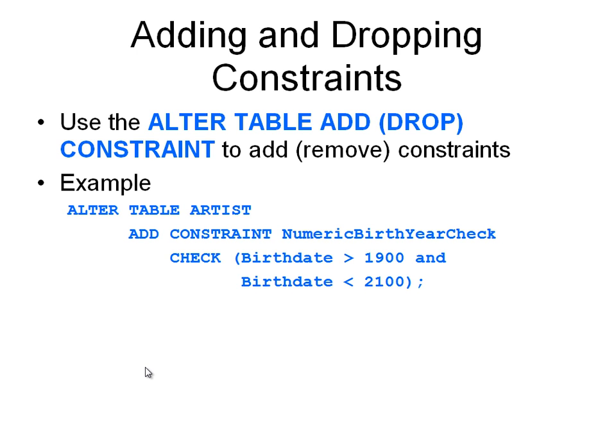For adding and dropping constraints, we learn how to do that in chapter 7, where we use the alter statement to drop or add that constraint. For example, alter table artist, add constraint numeric birth year check. The check will be if birth date is greater than 1900 and less than 2100, which is a constraint to check that the value of the birth date is between 2 numbers.